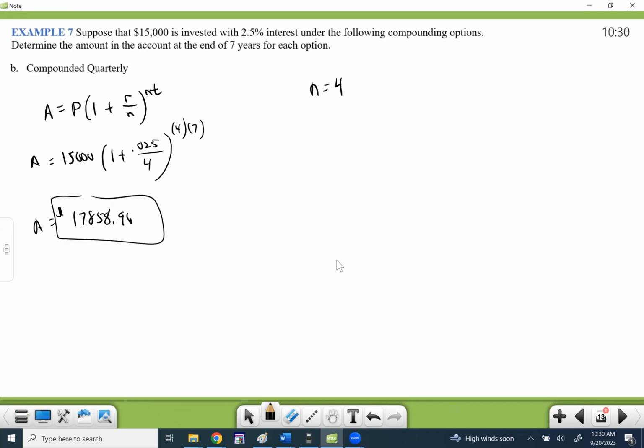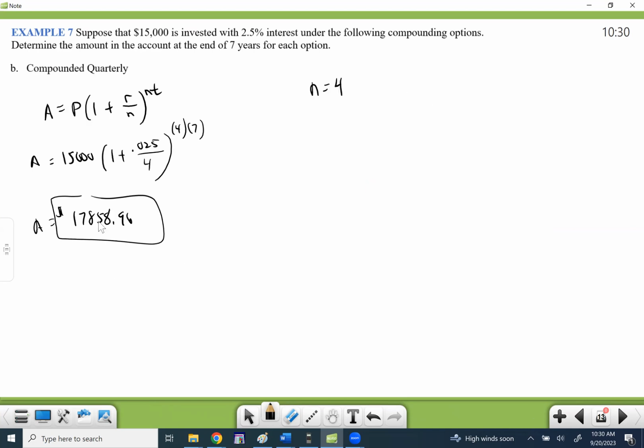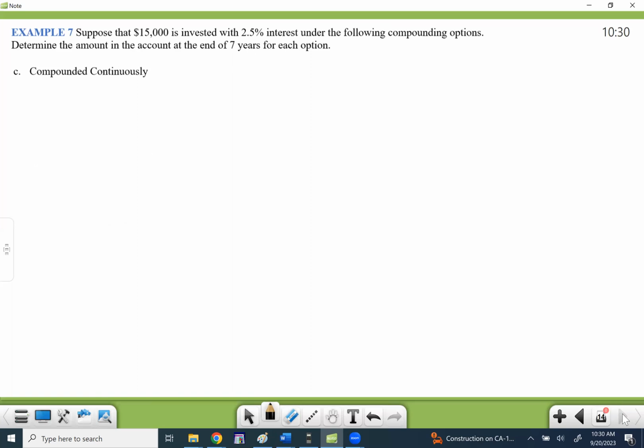That's more. Let's see how much more. I forgot what the other one was. So 830. We have 858. So that's like $28 and some change more, right? And that's just because we changed the number of compoundings. In other words, instead of doing it once per year, because we're doing it 4 times per year, we're adding that interest back into the pot to get interest on our interest. So that's why it's going to be a little bit higher every time.